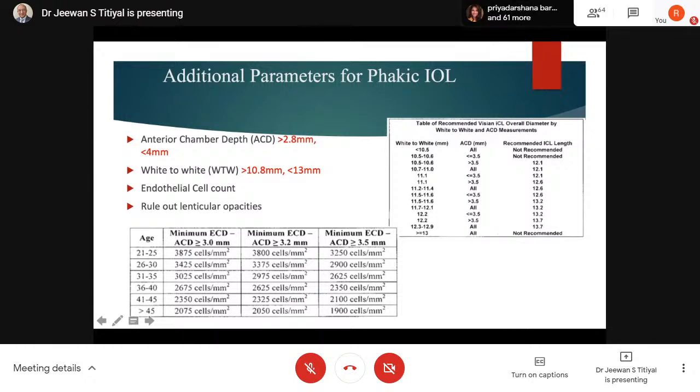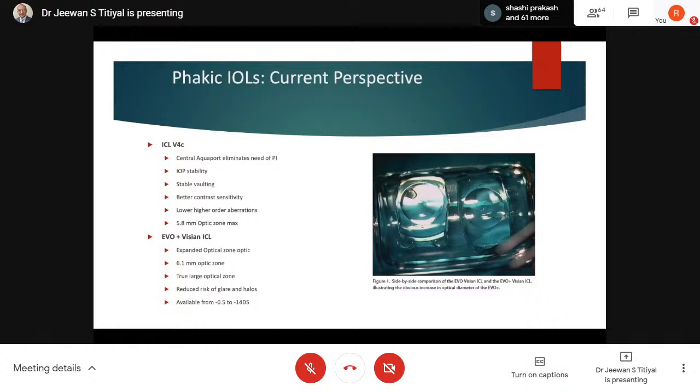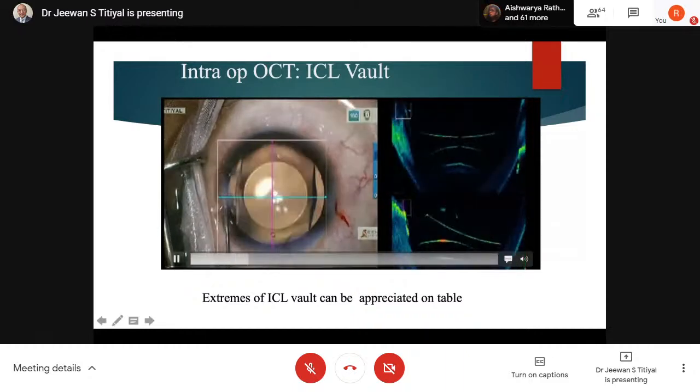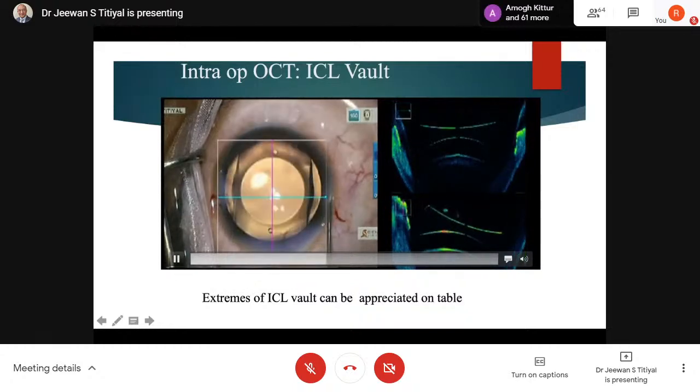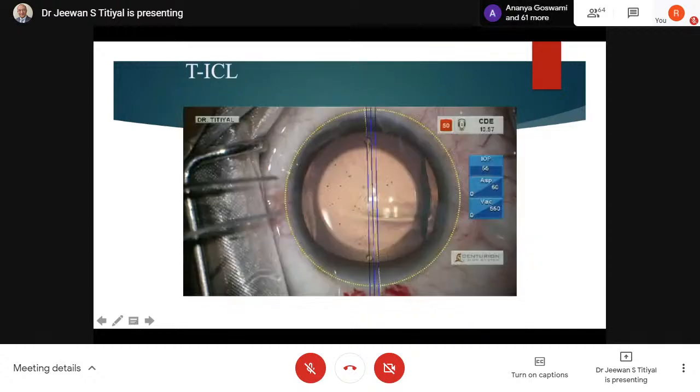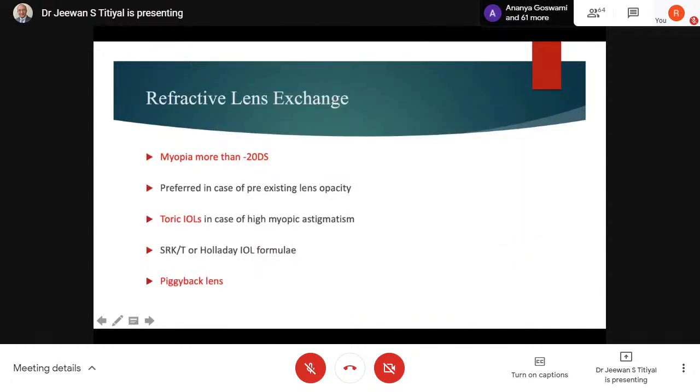So whenever you're working up phakic IOLs, clearly check for a good AC depth, that is from the endothelial side to the anterior lens surface. For a larger pupil, you can have a larger size ICL or phakic IOL. Nowadays, you can see what is happening to your lens after implantation also. You can see the vault on the table with IOCT, which is attached to your microscopes. Any shallow or a steep vault can be picked up very easily in this case.